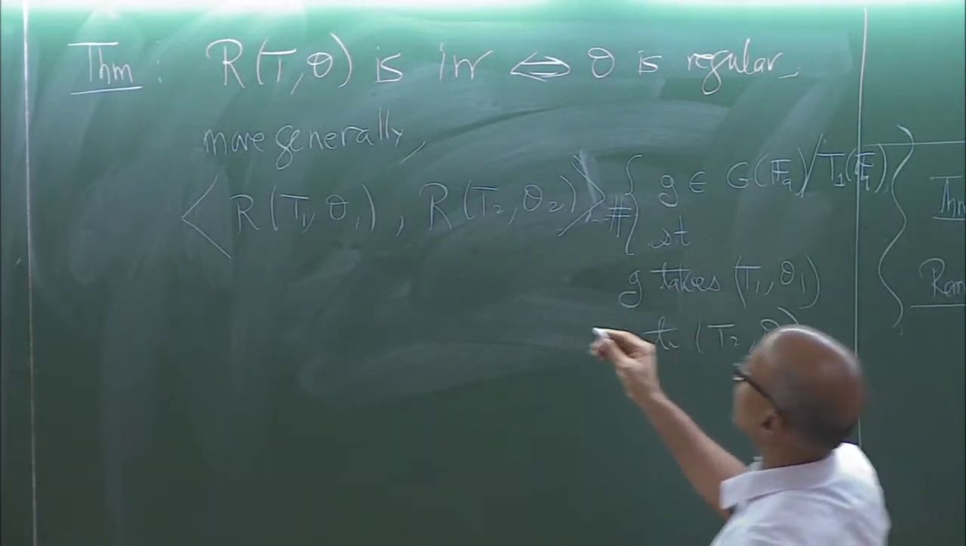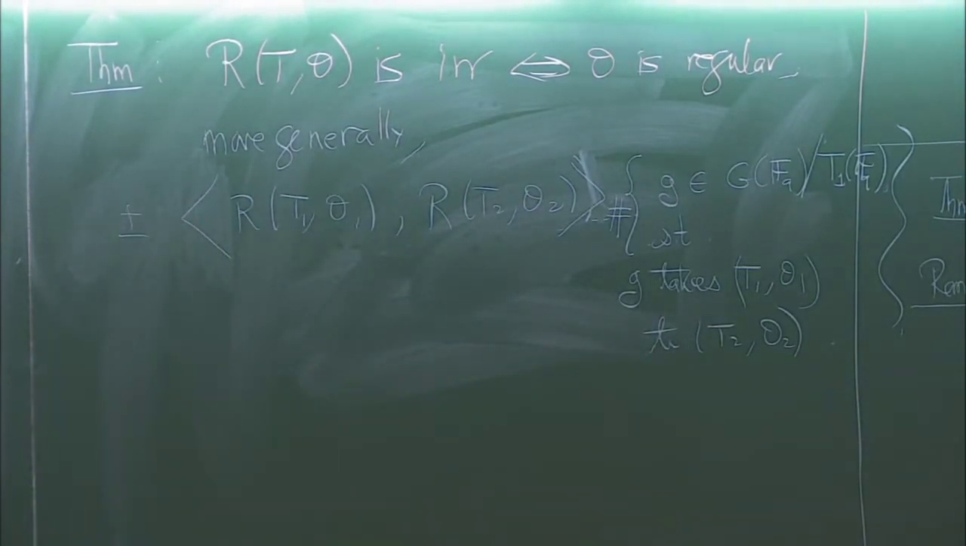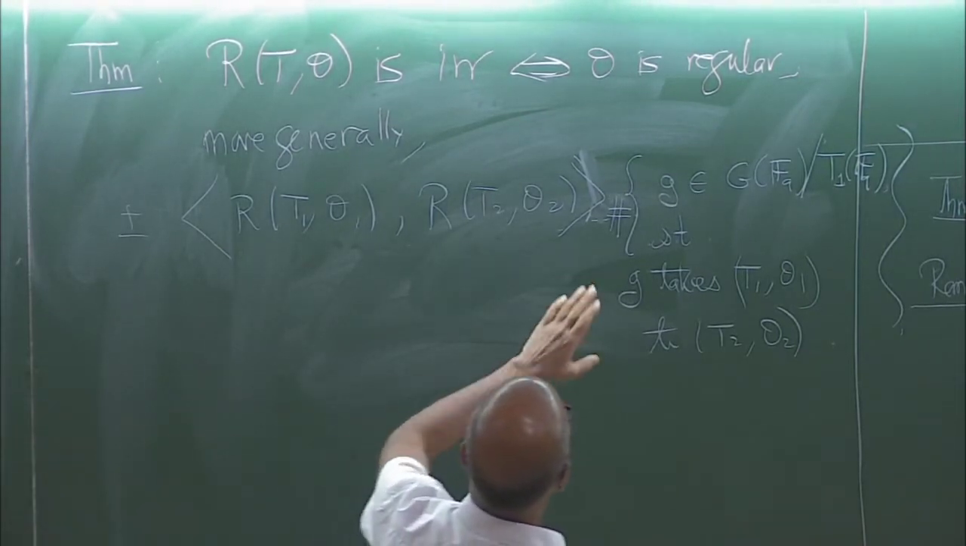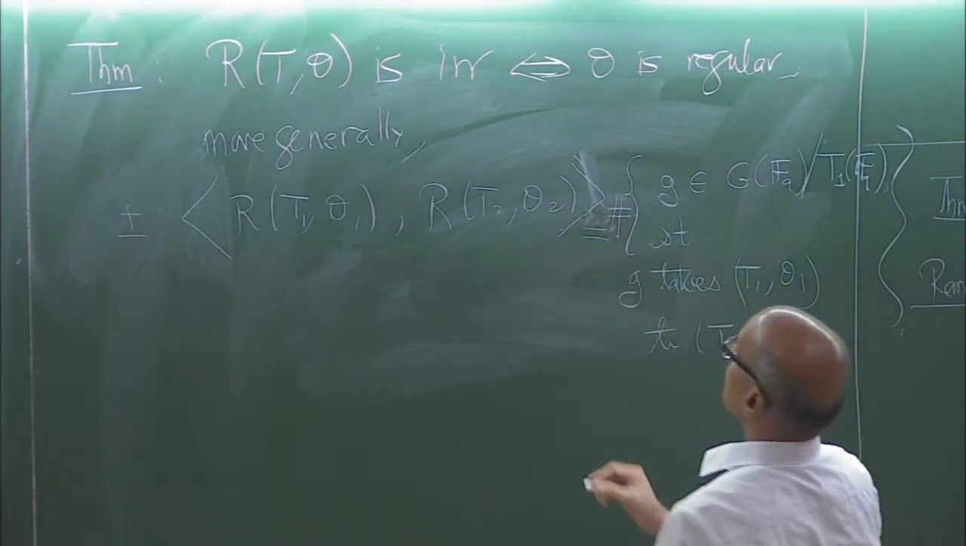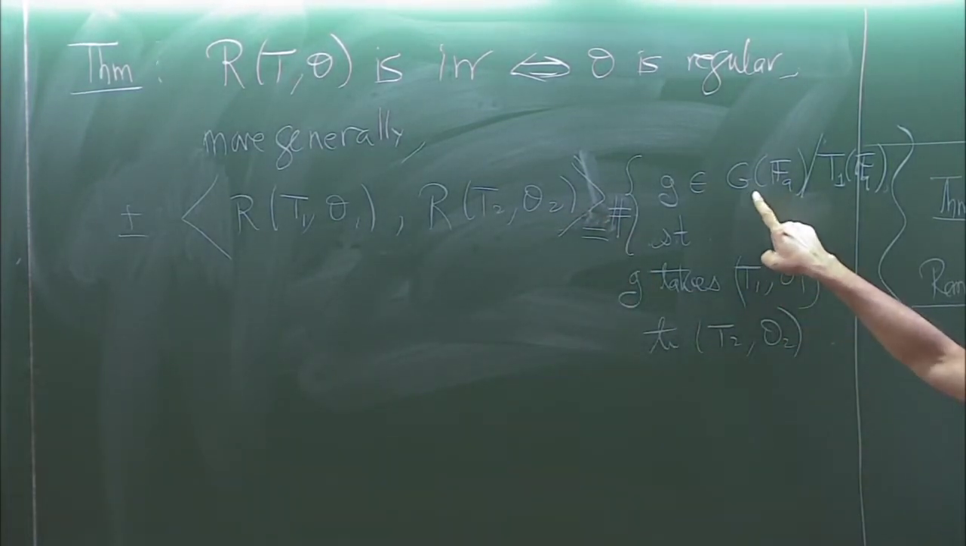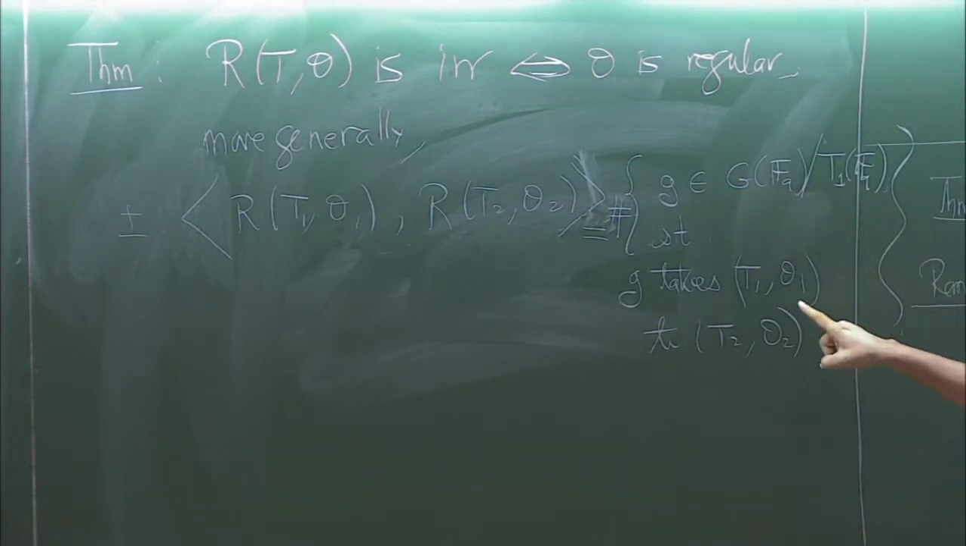Plus minus, yeah. I'm saying that the second statement is stronger than the first statement, much stronger. Yeah, these are virtual representations. R_T theta are virtual representations, and it is equal to the number of elements in this coset, which takes this one to that.